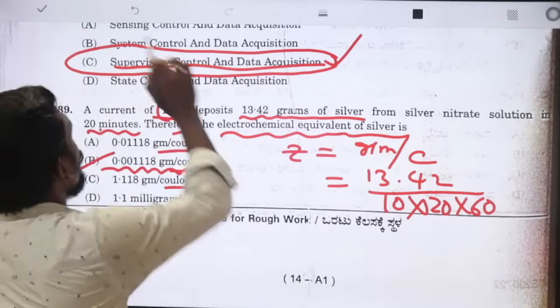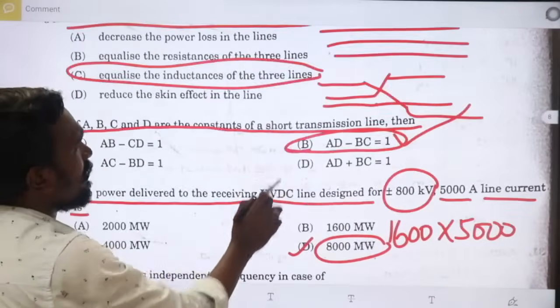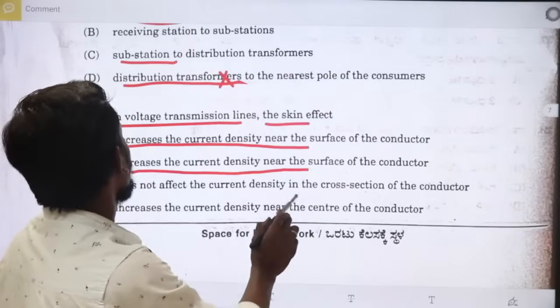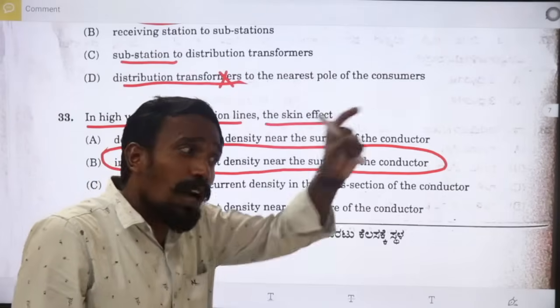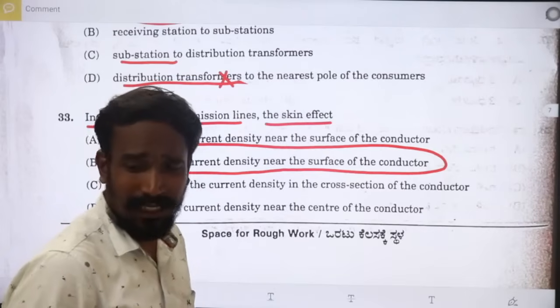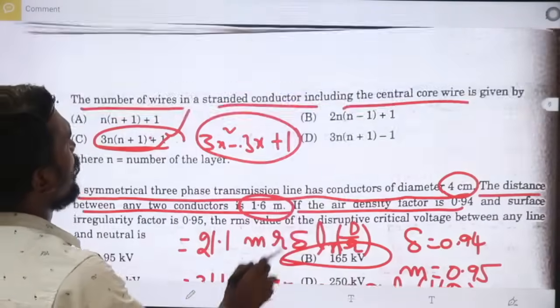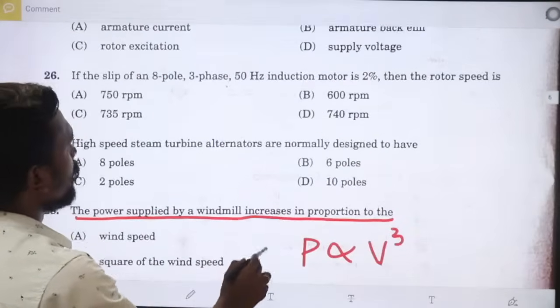So guys who are going to write the sub-engineering exam, or the assistant engineer exam again in KPTCL, these questions are also very important, sir. This analysis, how we have to approach the question, that is very important, guys. So let's see what our next question is.